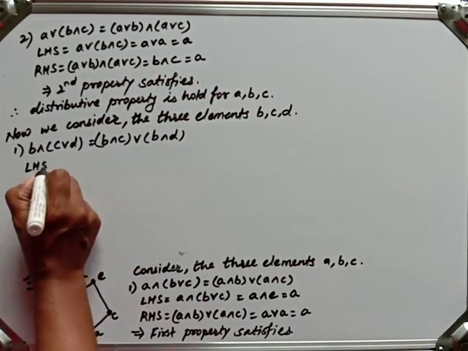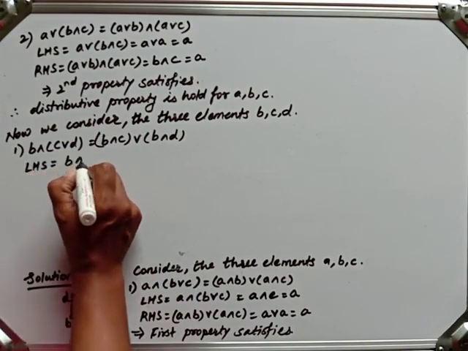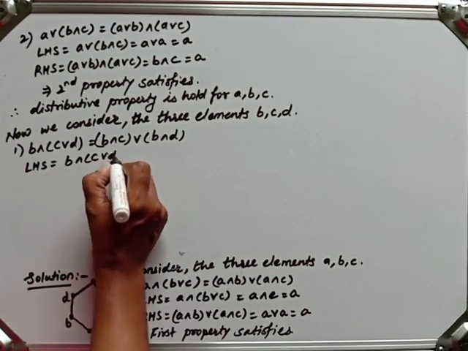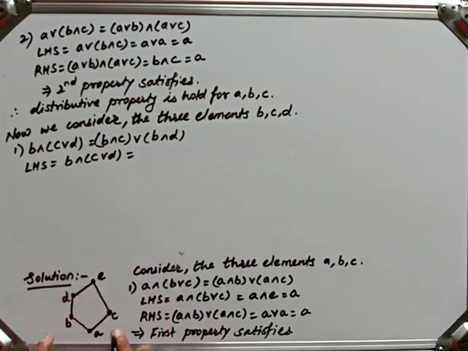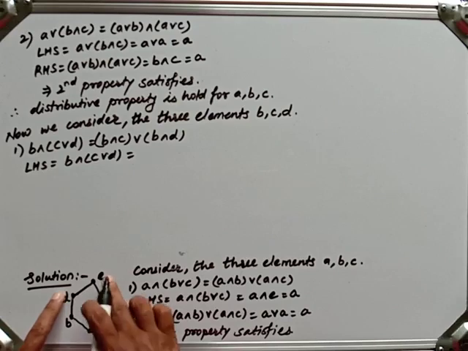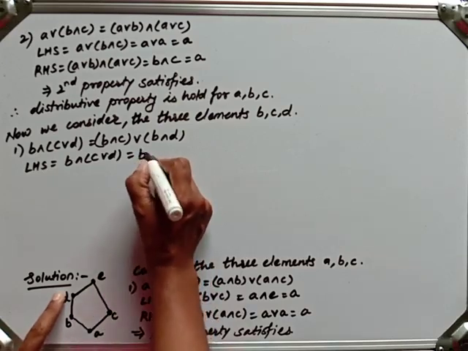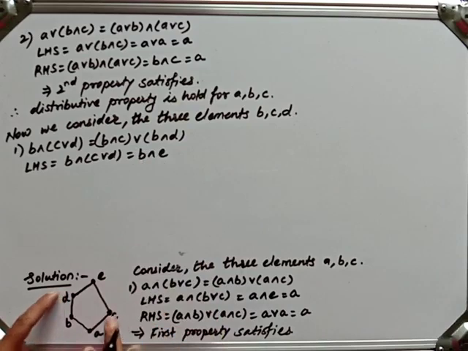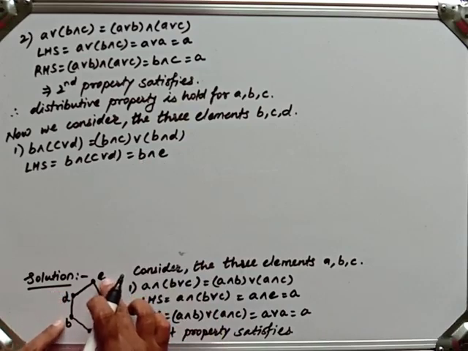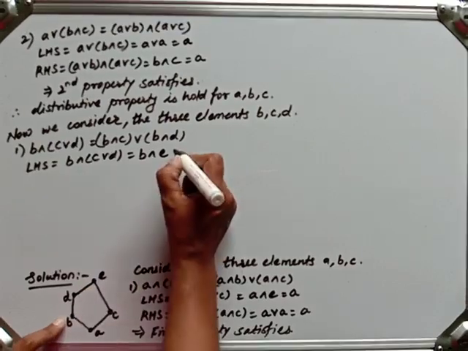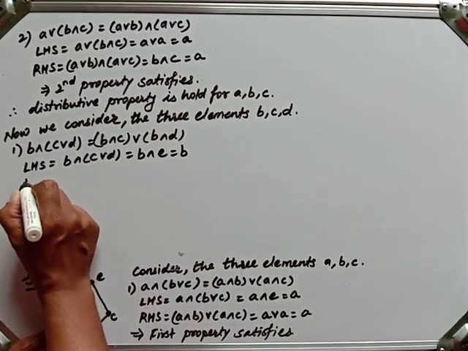So LHS. What is the LHS? B mid C join D. What is C join D? Join means least upper bound. C join D will be E. So here B mid E. B mid E means the greatest lower bound of B and E, which is B itself. Fine. Now RHS.